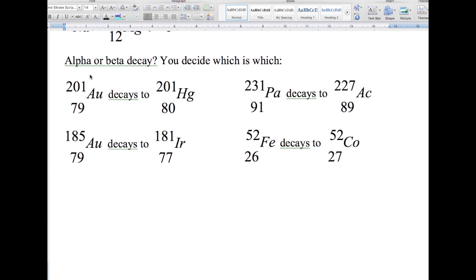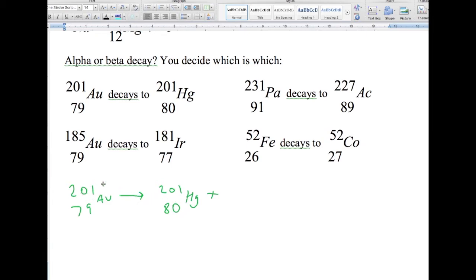Now here we go, alpha or beta. You decide. So what's this? 201.79 is going to decay to 201.80. Let's write it out down here. 201.79 Au is going to decay. It's going to turn into 201.80 Hg. Don't worry about Hg. You don't have to remember any of these daft symbols. But what we need is a number here and a number here.